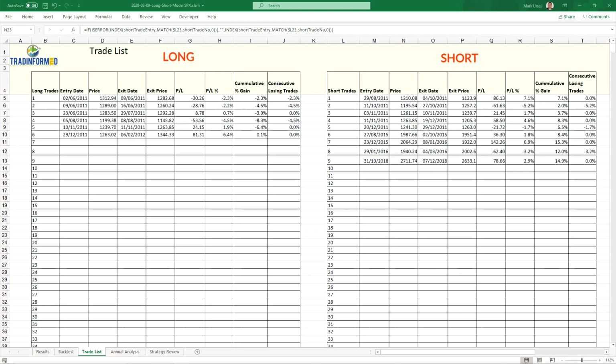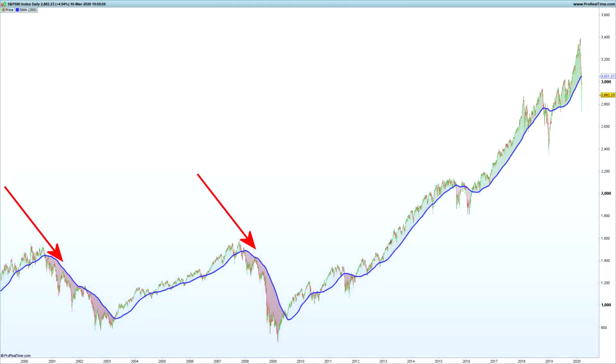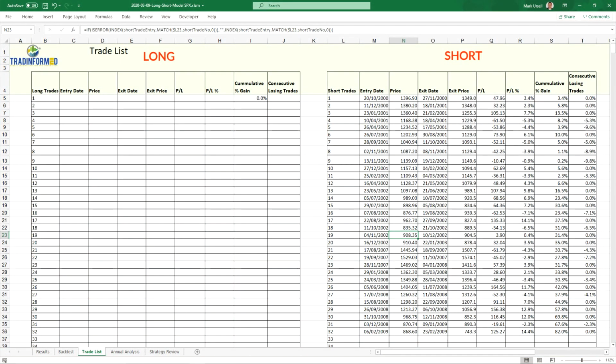Now let's have a look at the 2 significant bear markets, the 2 extensive multi-year bear markets that took place, the dot-com crash and the financial crisis crash. We can see the results on the screen, and you can see there's not even any long trades. All the trades here are short trades, and the reason for this is the conditions are not met for long trades.